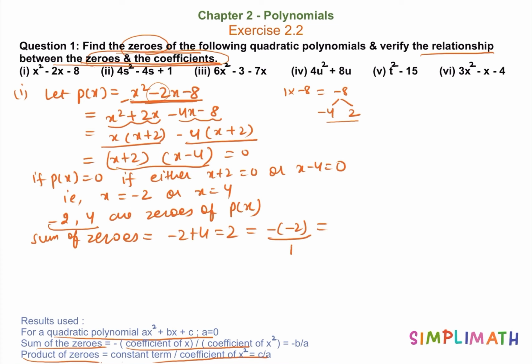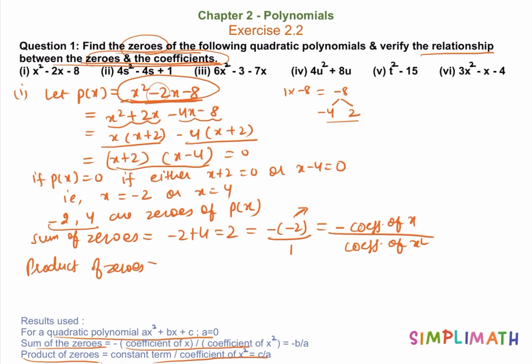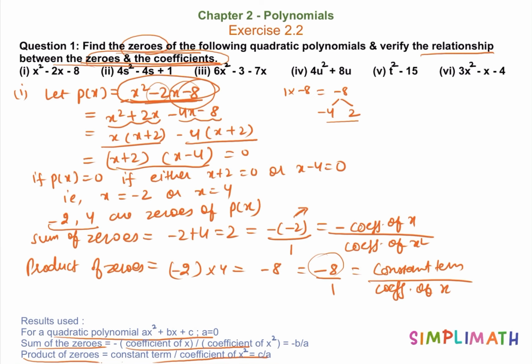So I can write this as minus of minus 2 upon 1. Now from this polynomial, what is minus 2? Minus 2 is the coefficient of x, and 1 is the coefficient of x square. Okay, now let us come to the product of the zeros. Product of the zeros is minus 2 into 4, which gives us minus 8. So I can write this as minus 8 by 1. Now minus 8 is the constant term, and 1 is the coefficient of x square.